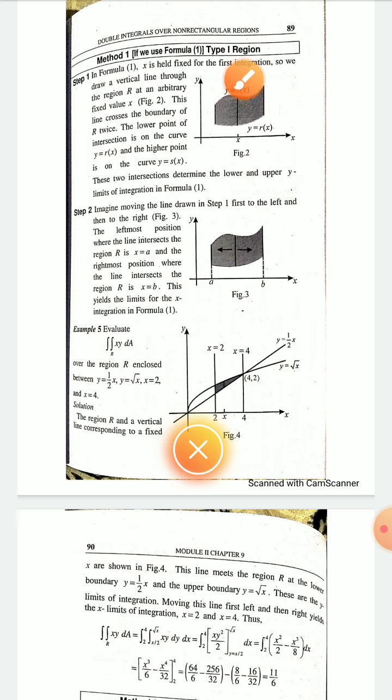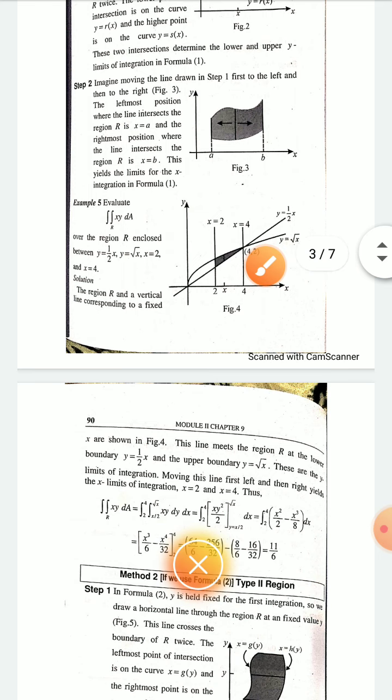So this is how we set up the limits of integration. First we draw a vertical line through the region. This vertical line meets the boundary of R at the lower point y is equal to r of x, and at the upper point y is equal to s of x. This vertical line is moved towards the left, and the point where it intersects the region R is x is equal to a, and moved towards the right, the point of intersection is x is equal to b. This is how we set up the limits for the first case.